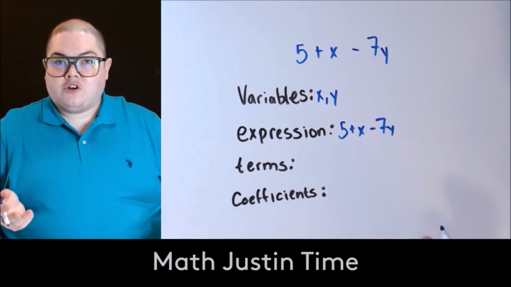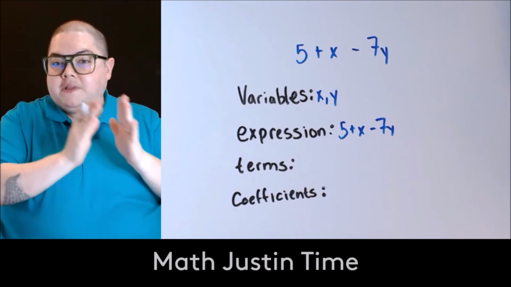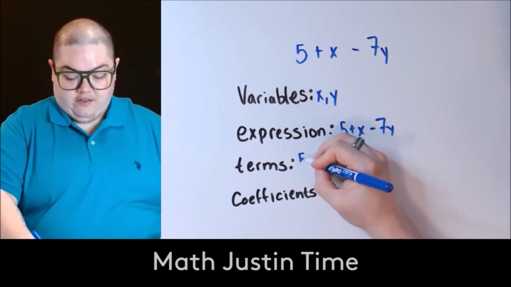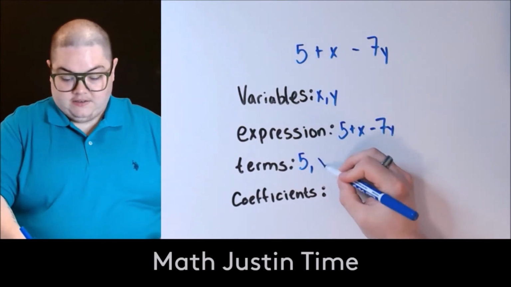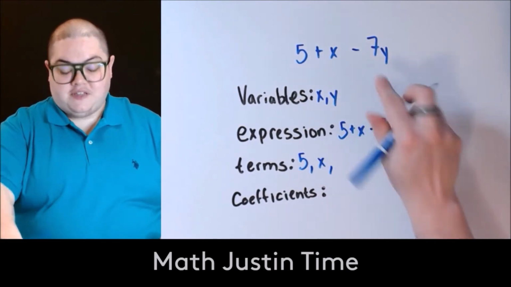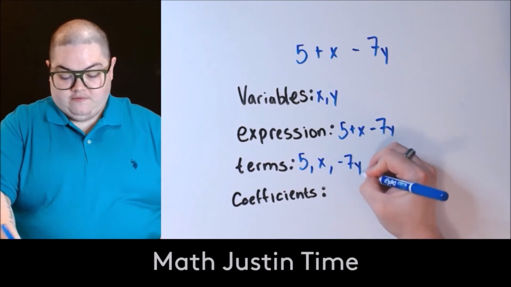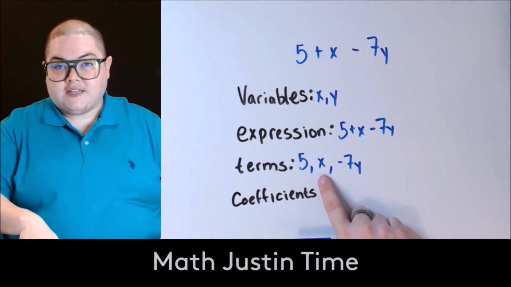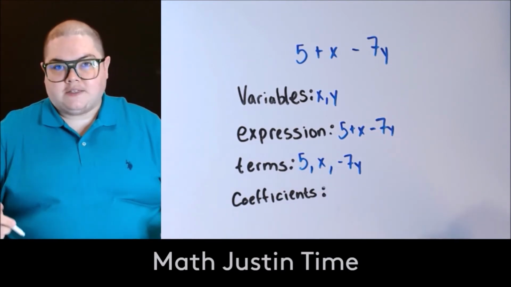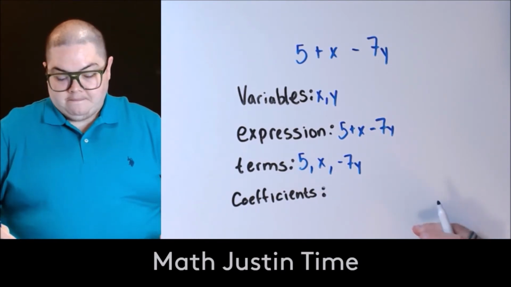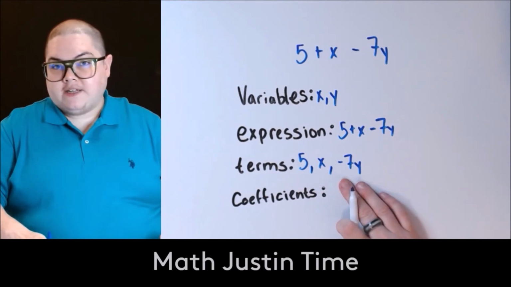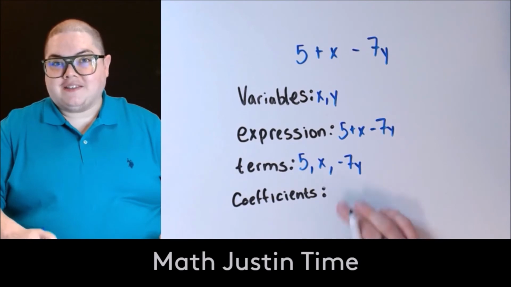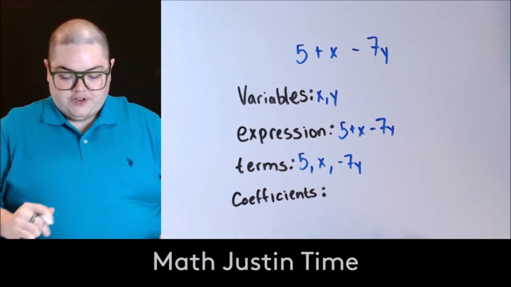Now, what about terms? Terms are the little bitty pieces that are all put together to make an expression. So we have a 5, we have an x, and we have a negative 7y. Now, I didn't write plus 5 and I didn't write plus x because we just assume that it's a positive number. But I made sure that I wrote down the negative so that we know that the negative 7y is negative.